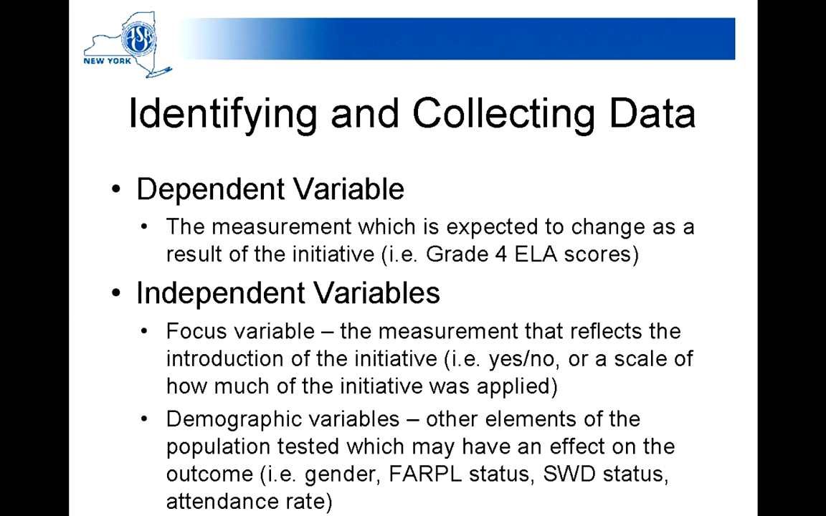Then we look at the independent variable side. The independent variables are kind of those fixed elements that we believe give rise to a particular outcome. So in one case, the main one I view is the focus variable, and this is something that shows, did we do the initiative? So it can just simply be, in the case of class size reduction, was there class size reduction in my base year? Obviously no. Was there class size reduction in the subsequent years that I measured? Obviously yes. So that becomes a variable of kind of an off-on or a yes-no type of variable.